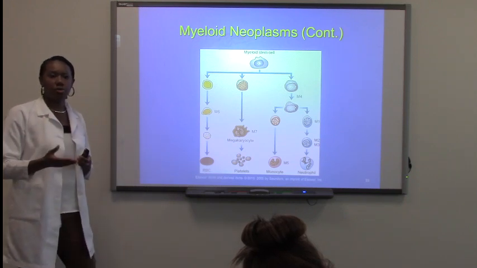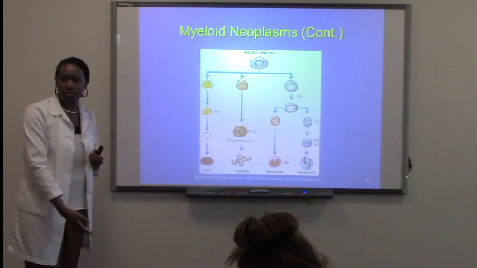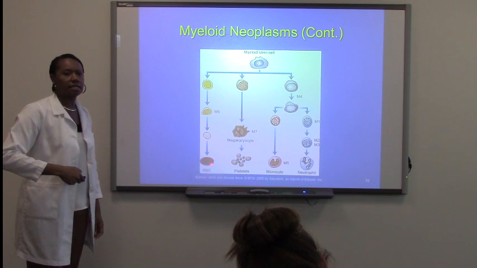Whereas a chronic leukemia, as you can imagine, because chronic diseases take a longer time to progress, attacks cells at their mature stage.